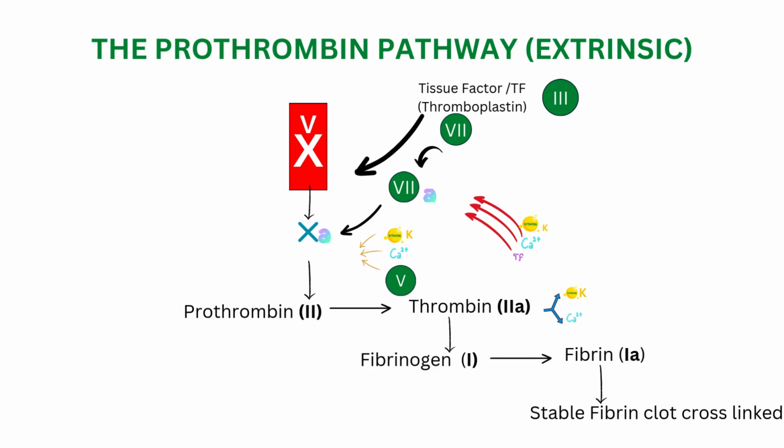This combines with factor 7 in the blood, forming an active tissue factor-7A complex. This in turn activates factor 10 to be converted into active 10A, that leads to the formation of thrombin, which is the factor 2A converted from factor 2. This thrombin converts the fibrinogen, or factor 1, to fibrin, which forms the stable clot.